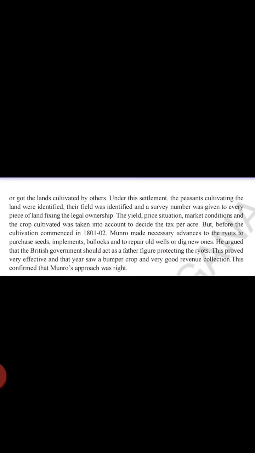That is, Munro first gave some amount to the farmers for purchasing seeds, implements, bullocks, and to repair the old wells or dig new wells. He also argued with the British government, saying that unless we invest in improving the agriculture field, we cannot get more revenue. Later, it was confirmed that the method adopted by Thomas Munro was the right one. Hope all of you have understood.